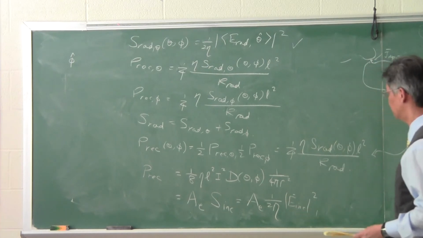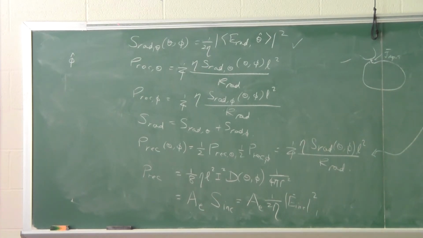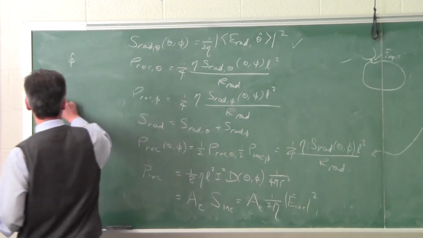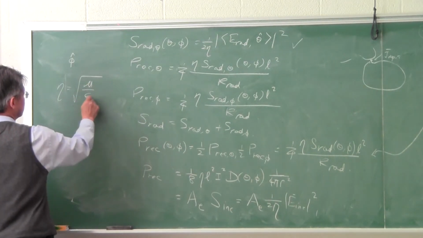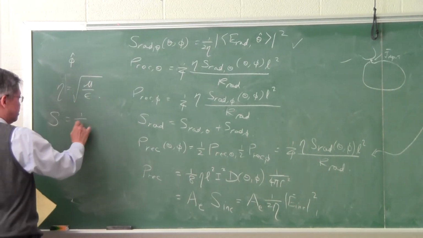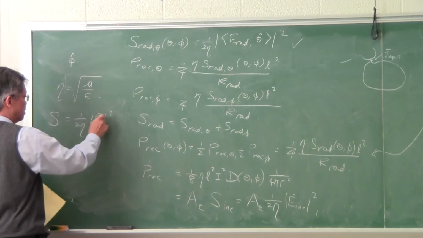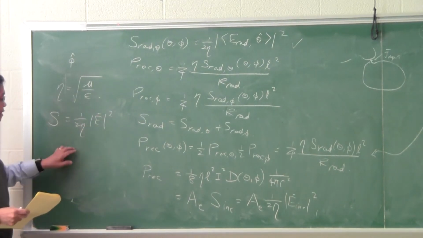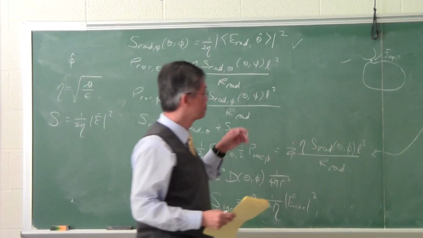Is it the efficiency? Eta is the free space impedance, and S is usually 1/2 eta E squared for a plane wave. Okay, that is the eta.